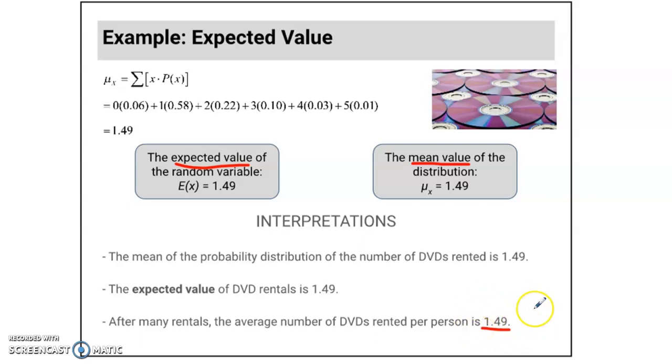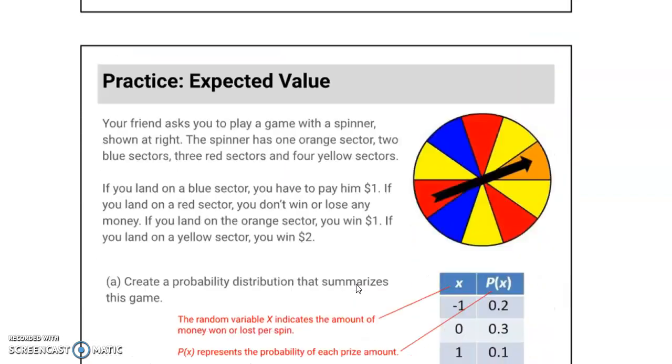But it doesn't mean that every time you walk up you get 1.49 DVDs. This is just an average number. We use expected value as an average in order to answer larger questions, like if one rental has an average of 1.49, what would happen if 1,000 people came up to this rental machine and rented DVDs? What would we expect to happen? And then we'd multiply this number by that number of people that came up to the machine.